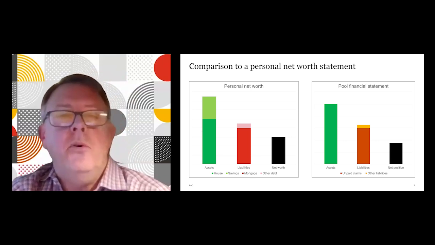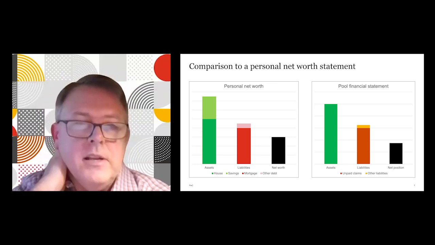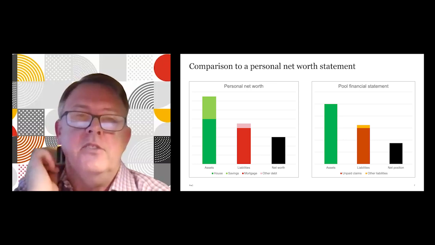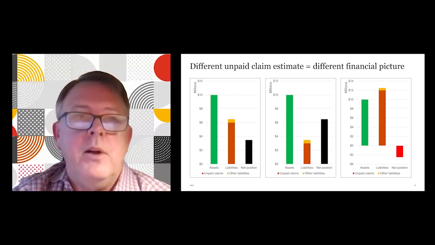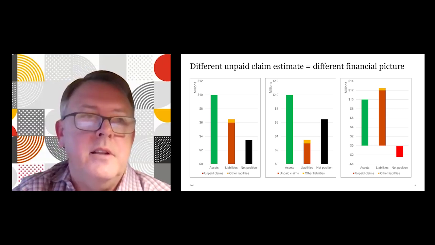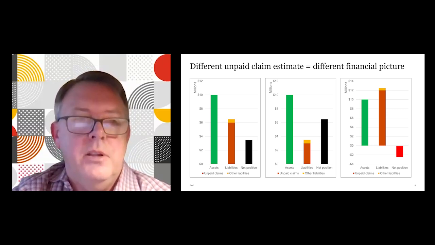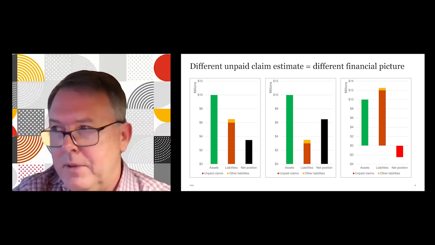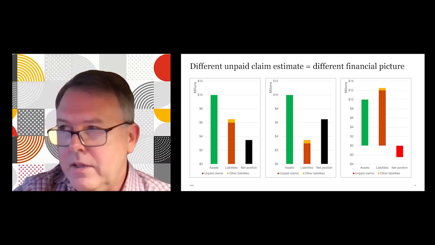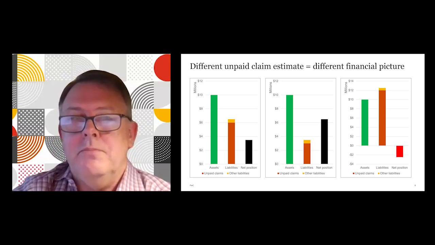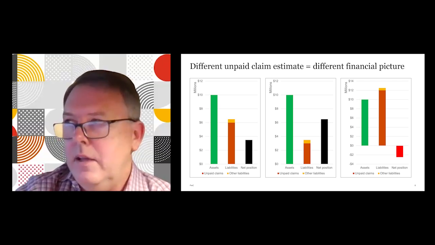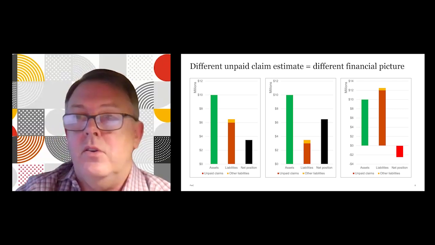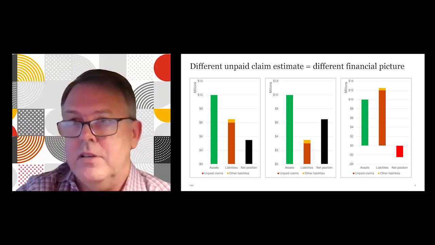And furthermore, just to illustrate how important this number is, it really can shape your financial perspective of the pool. On the left we have the same graph I showed you before: assets, liabilities, net position, with the biggest liability here being the unpaid claims. If the unpaid claims were presented at half that amount, what would happen? Your liabilities would go down and your net position would go up. And all of a sudden you would think you're a lot financially stronger than you were under this presentation.